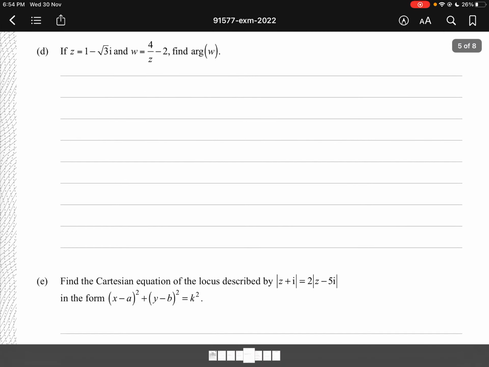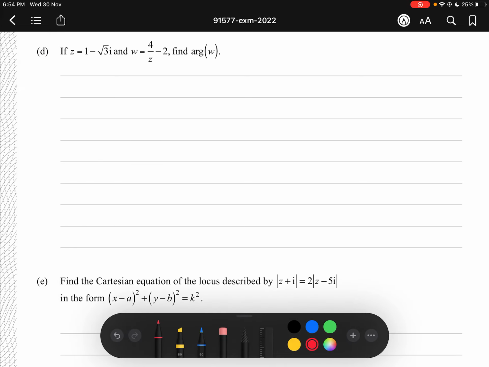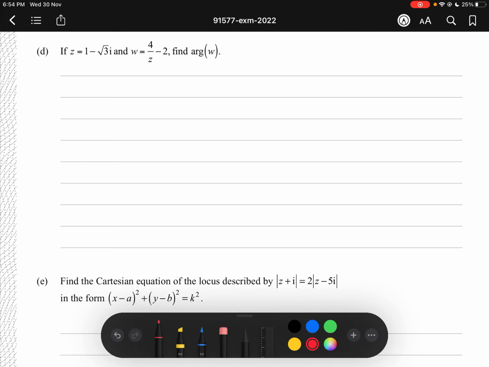Brilliant. So let's look at question number D. If z equals 1 minus root 3i and w equals 4 over z minus 2, find the argument of w. Alright, so let's work on getting an expression for 4 over z minus 2 first. So we have w equals 4 divided by 1 minus i root 3, and minus 2.